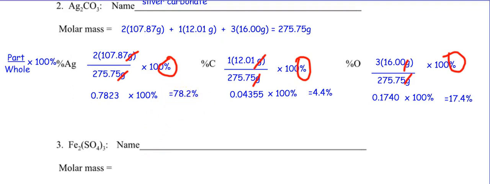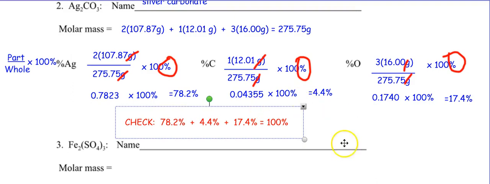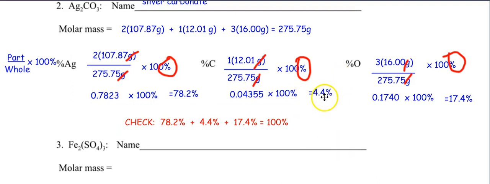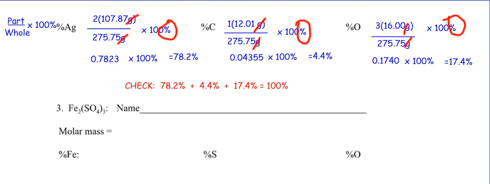So I'm going to take that 78.2%, add it to 4.4%, add it to 17.4%, and guess what they all add up to? Oh, 100%. I think I did it right. All right, what about this next one?